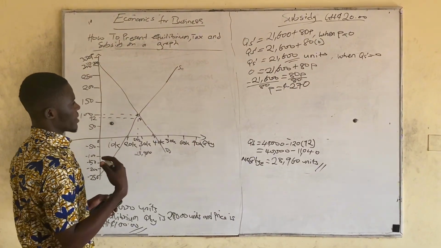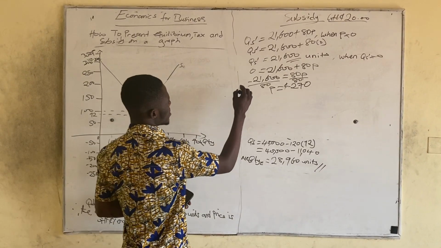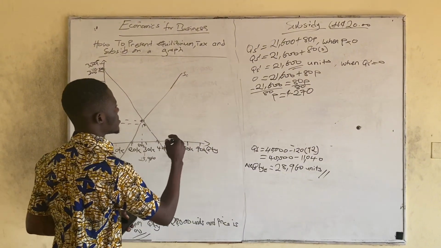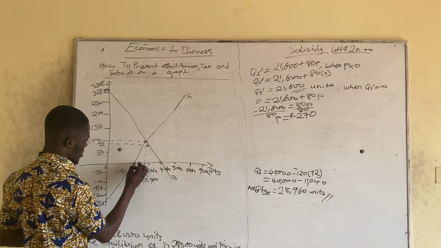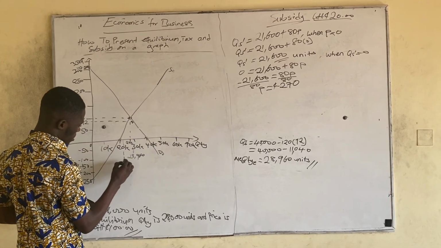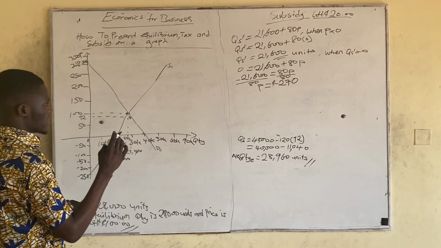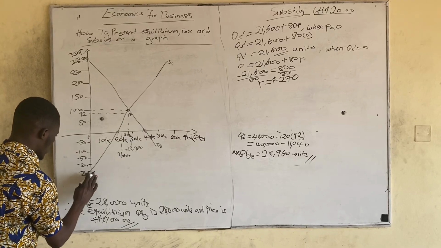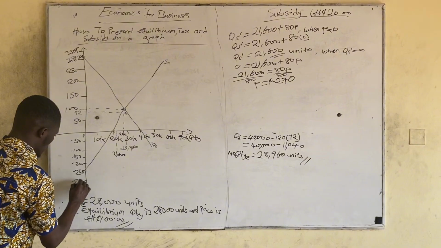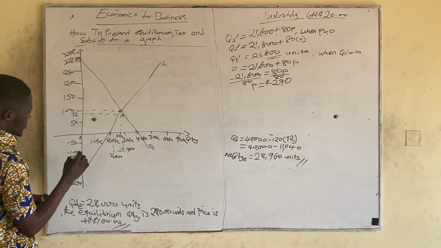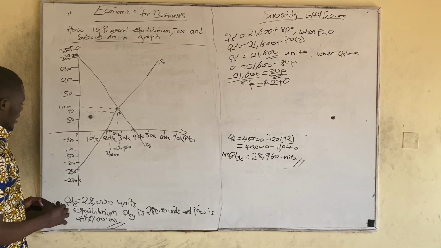Let's bring it to the graph and see how it will look. So the new quantity supply is 21,600. Let me bring it here, 21,600, like this. Then the price too is negative 270. So let me extend my price axis, then I'll get negative 270 here. So I have one point here, then the other point as the price here.